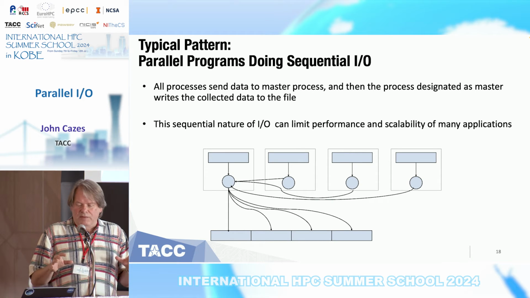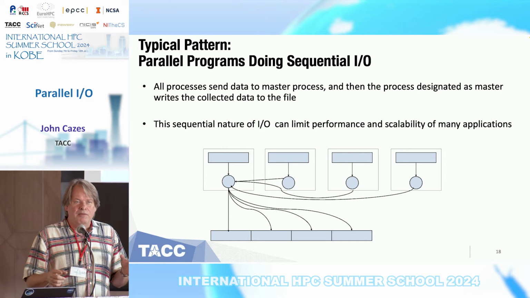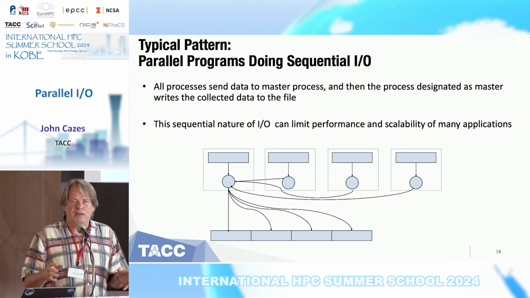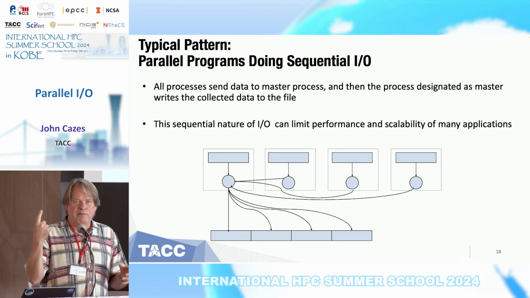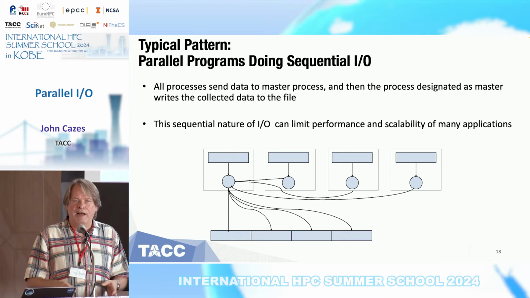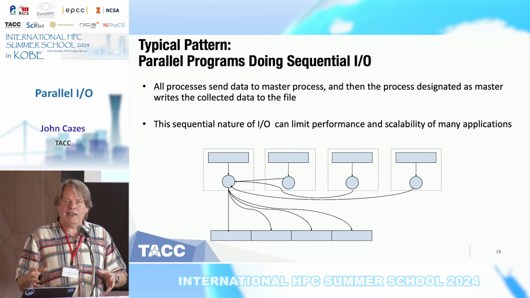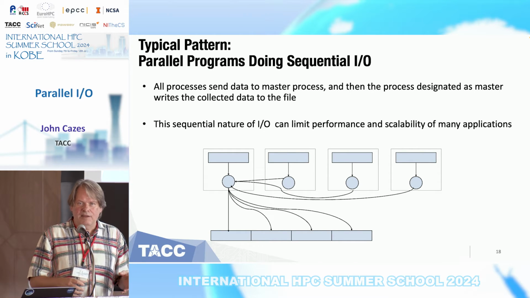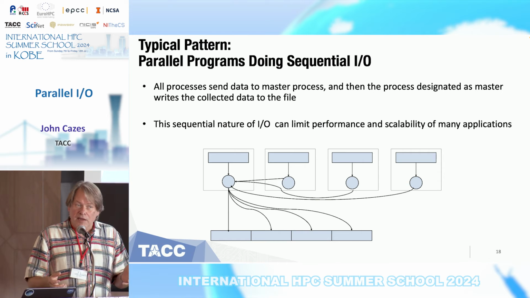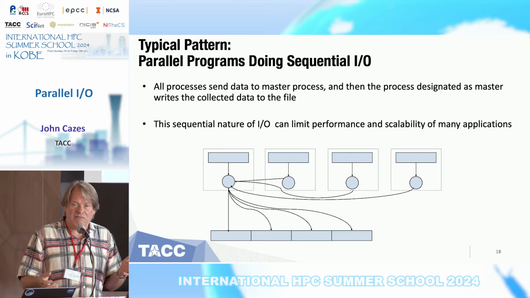And so these are the different patterns. This is probably the most common. People write their parallel code and they basically write everything out from task 0. They collect all the data to task 0 and write it out. They read all the data from task 0 and propagate it, because then they don't have to worry about how to partition the data from the file to the tasks. So task 0 handles everything. And for small task counts, this works perfectly fine.